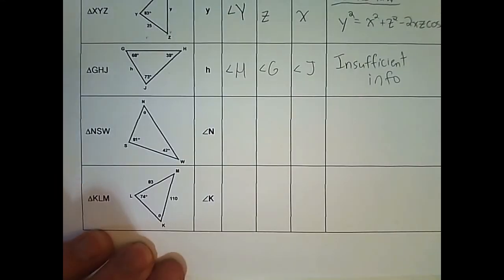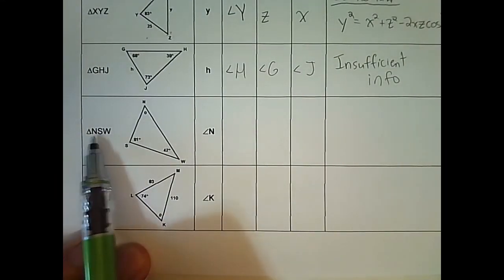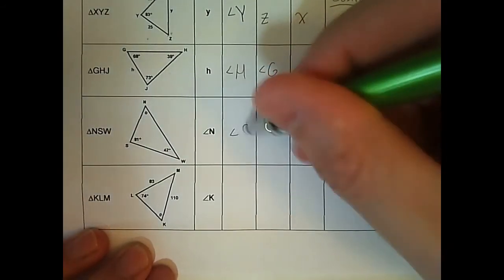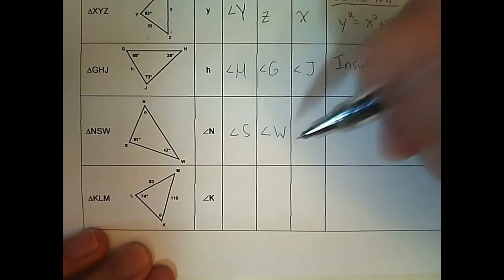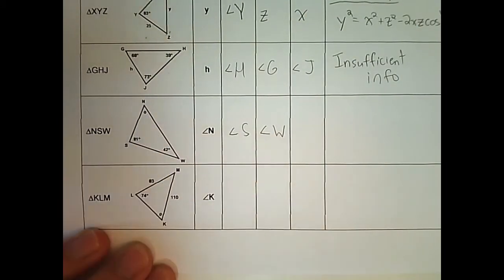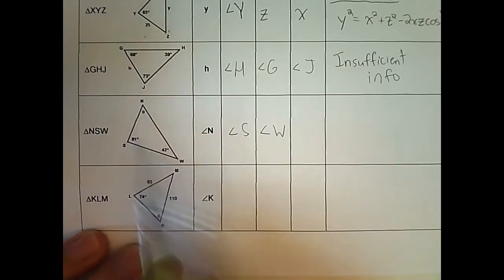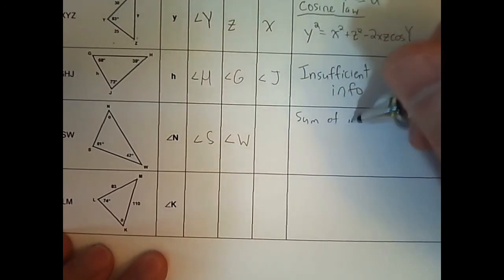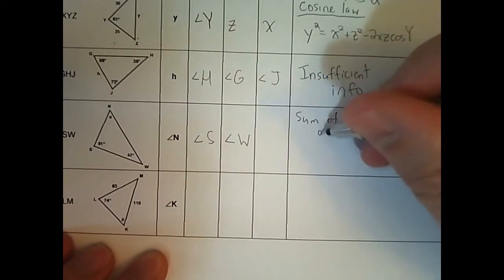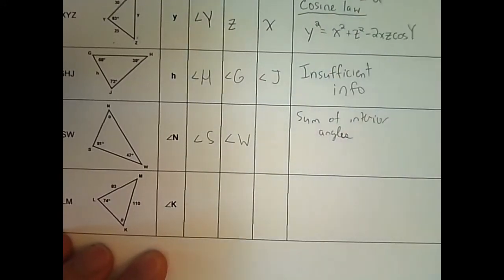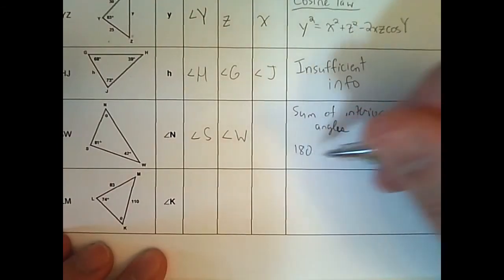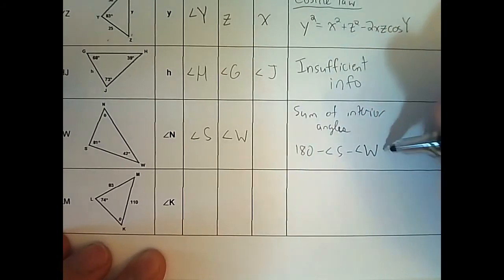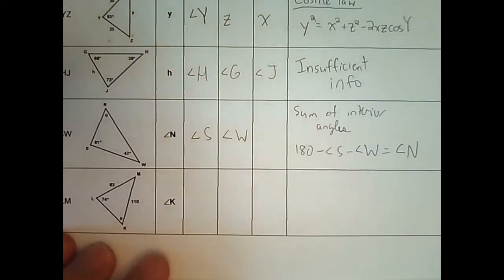Alright, 2 more. So I have triangle NSW. I have 2 angles here. I have angle S and angle W, and I'm trying to find angle N. So I just want to find this 3rd angle. This one's just going to be sum of interior angles. So just 180 subtract angle S subtract angle W will give us angle N.